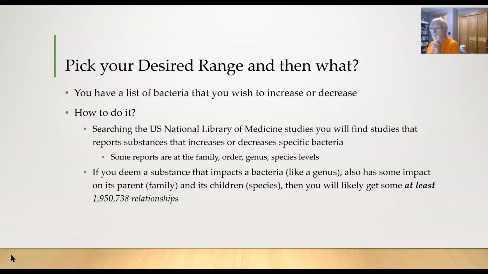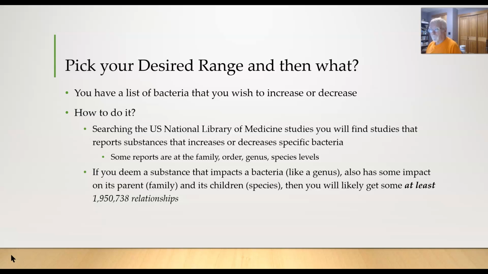Now, if you deem a substance to impact a bacteria like a genus has impact on its parent, the family, or its children species, then you will probably end up with, in my case, last time I checked the database, almost 2 million different relationships between a substance and the bacteria that it modified. That sounds huge, but it's also very sparse data.